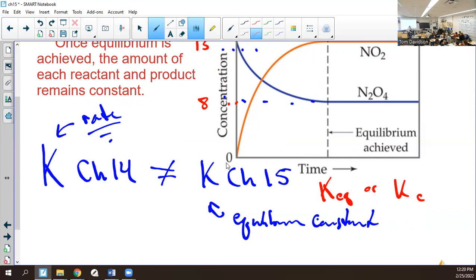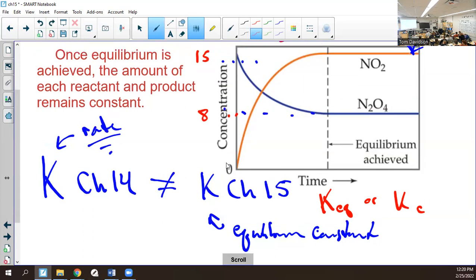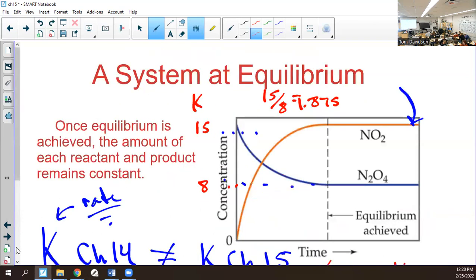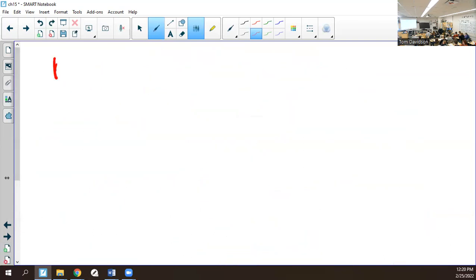KEQ stands for the equilibrium constant. KC means the equilibrium constant, where you use concentration. K is just a plain K in chapter 14, and we call it the rate constant. Now, let's see if the next slide blows up the Ks. Nope. Here you go. Here's your warning. We have K, and that's with rates.